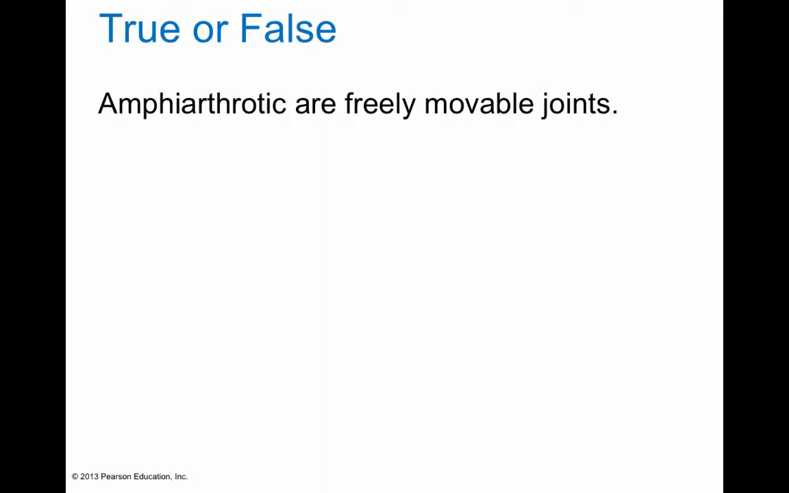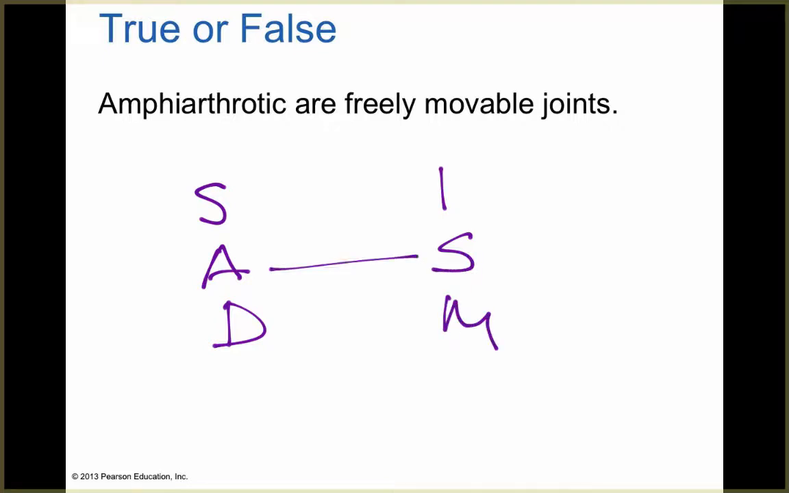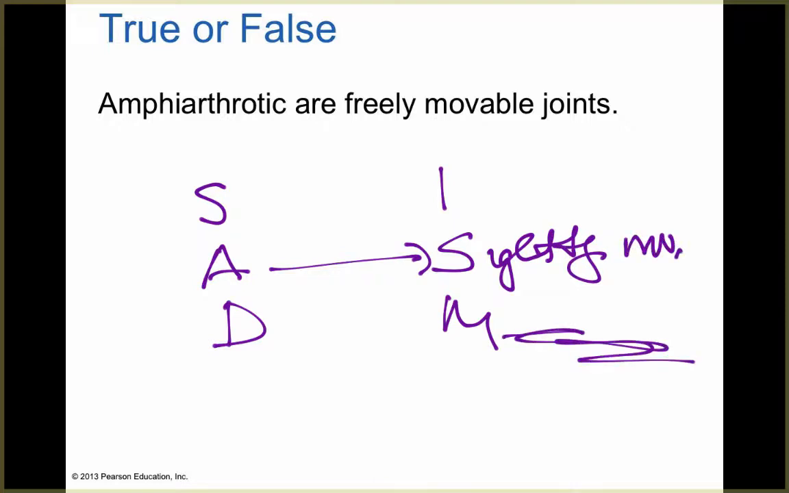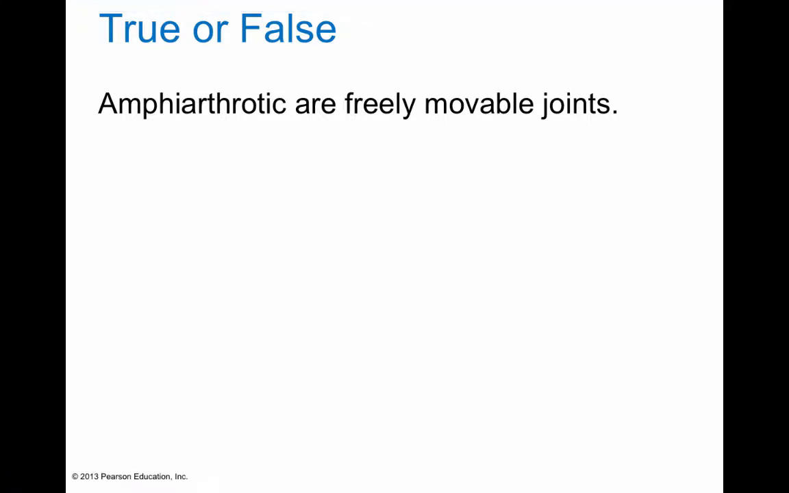True or false? Amphiarthrotic are freely movable joints. So you should remember what I gave you to remember these, right? And A stands for slightly movable, right? Not movable. So this would be false. Just to help you kind of gauge your understanding, right?